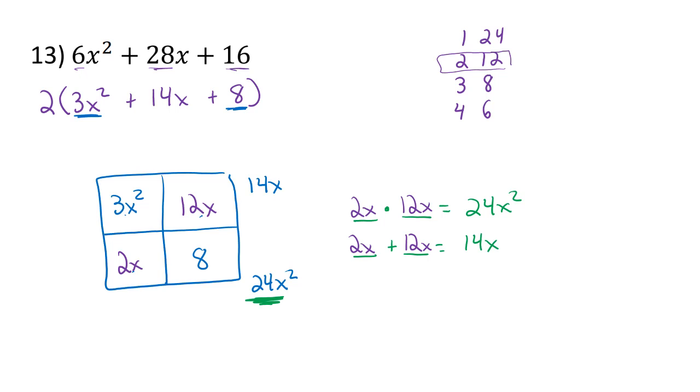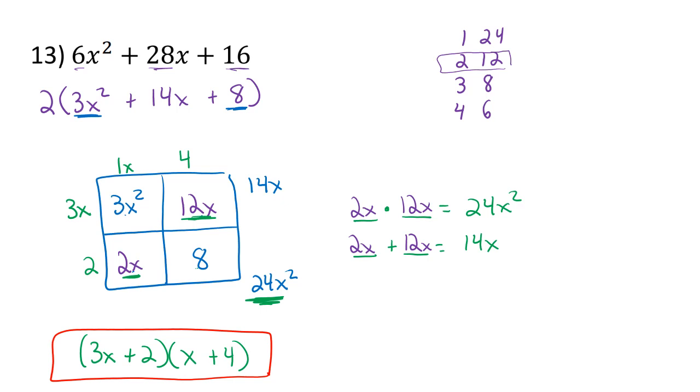To get our outside numbers, we have to figure out what two numbers multiply to be 3x. That would be 3x and 1x. Now I put the 3 on the left side because I know that 3x times 4 is going to get me 12x. And I know that 1x times 2 is going to get me 2x. And I can see that 2 times 4 is 8. So now all I have to do is write them out as factors: 3x plus 2 and 1x plus 4. Like so. And you have factored this. Oh, I almost forgot. Don't forget your GCF that you took out. That's part of your answer.